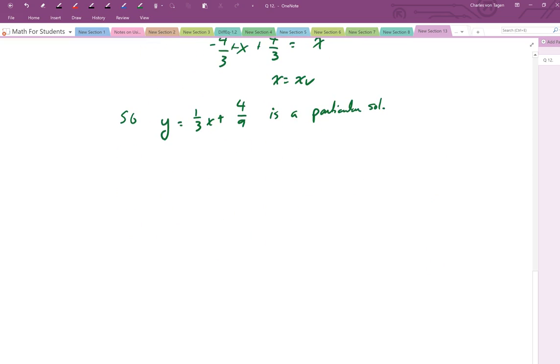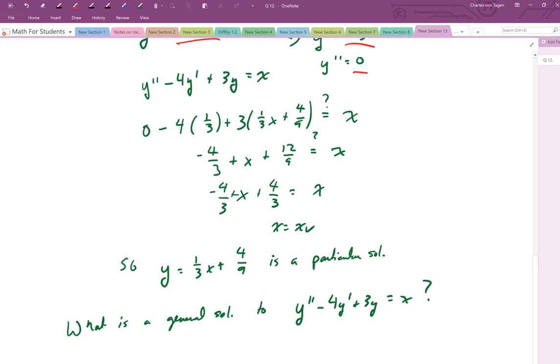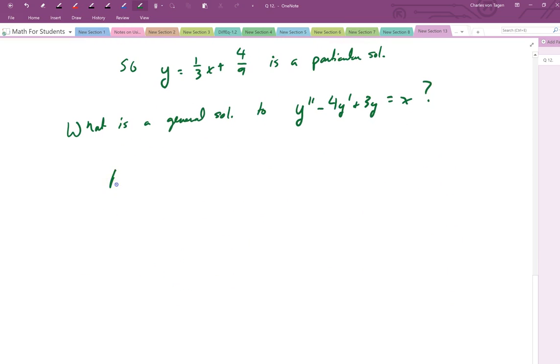Unfortunately, WebAssign doesn't ask the right question. I feel like if I asked you what is a general solution to the differential equation y double prime minus 4y prime plus 3y equals x, let me just double check I copied that correctly. The answer would be y is equal to yh, the solution to the homogeneous part, plus yp, a particular solution to the non-homogeneous equation. So then we would say that y is equal to c1.